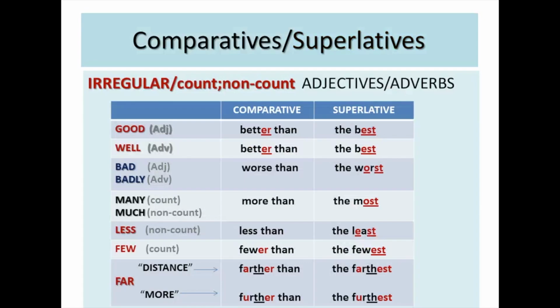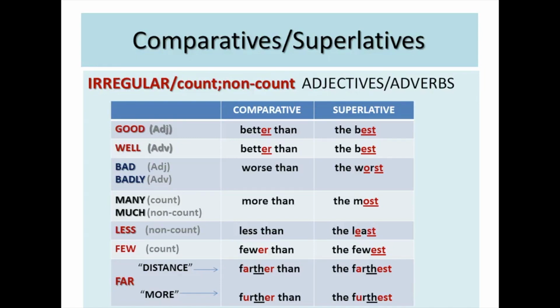Let's look now at the irregular count, non-count forms of adjectives and adverbs. Good and well, bad, badly, much, many, less, few, and far do not follow the standard form. So in a comparative sentence we would say Bill is better than Bob. Coke is the best. Okay? Bill drives better than Bob.